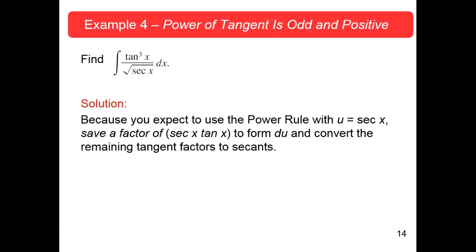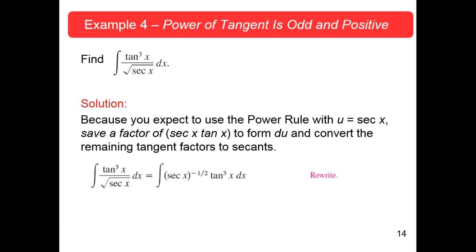You have to use as your d part, the part that you're going to change, something that has the integral power. So that means you're going to be changing the tangent x. So u has to be the thing you're heading toward. So you save a factor of secant x tangent x, because that is your derivative of u, du. Convert the remaining tangent factors to secant so you have everything else in terms of your u, secant.